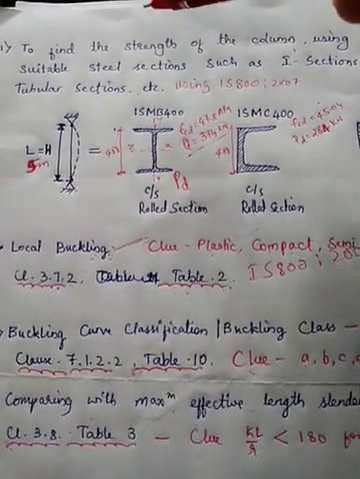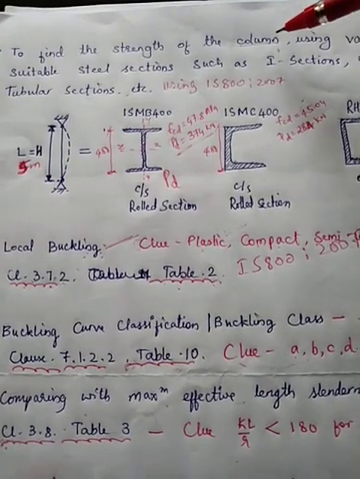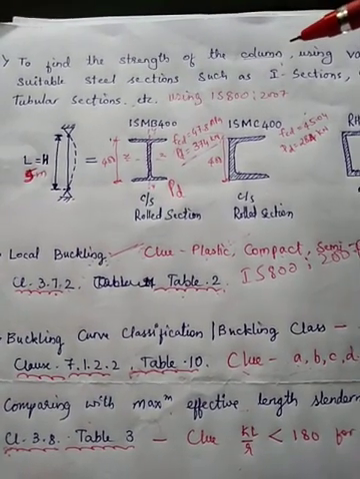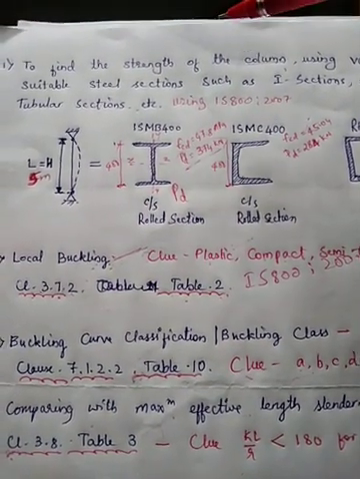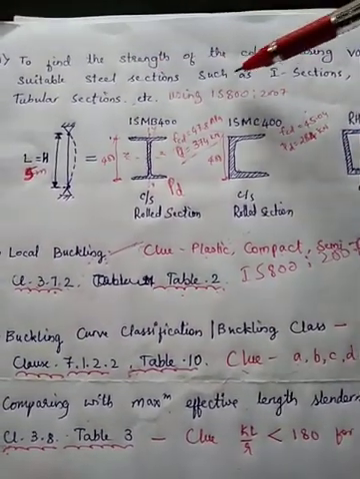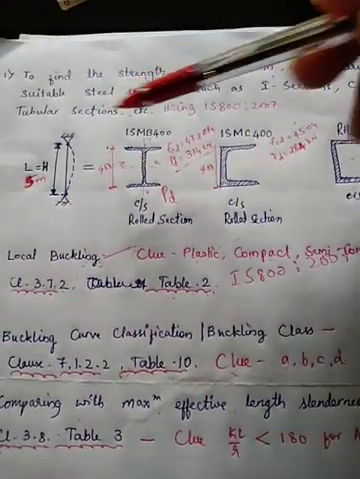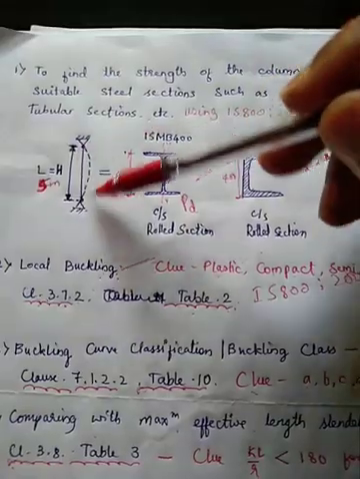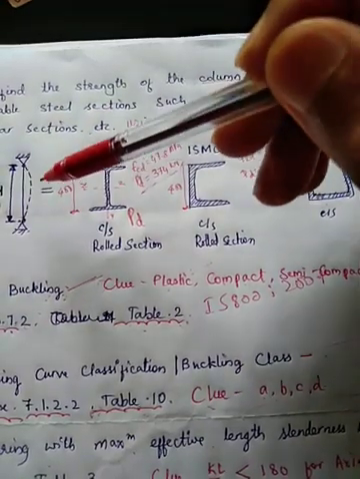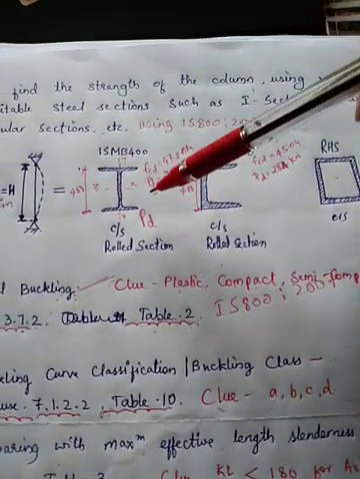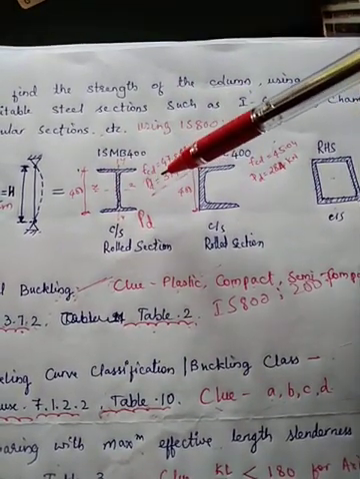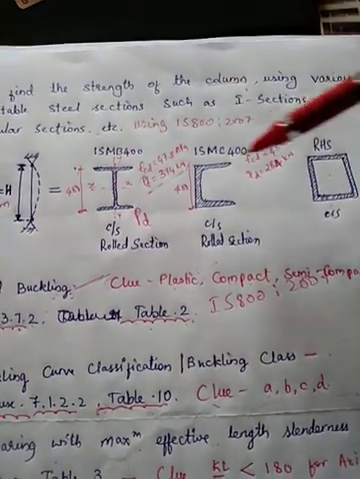In my last video session, I discussed how to find the strength of the column, wherein I solved an example using ISMB 400. Today I will be discussing how to find the strength of the column if we have different steel sections such as I sections, channel sections, tubular sections. Say if you have a vertical member, say a column, wherein these are the different sections which are suitable for this vertical member. So how to determine the compressive strength or the load carrying capacity of these sections?